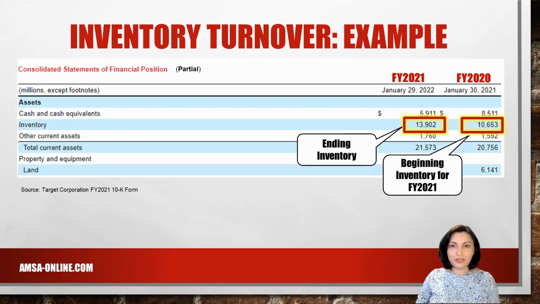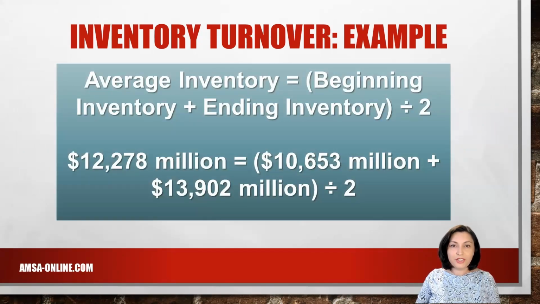Note that the ending inventory for the fiscal year 2020 is the beginning inventory for the fiscal year 2021. These are the numbers we will use in our inventory turnover calculation. An average inventory is $12,278 million. An average inventory is calculated as a beginning inventory of $10,653 million plus an ending inventory of $13,902 million divided by 2.